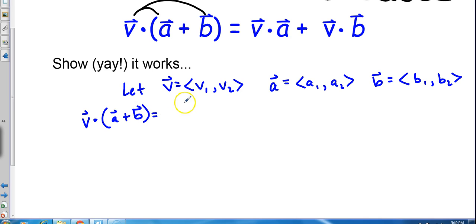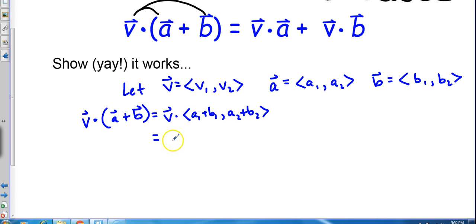And just use those components. We know that A plus B is going to be another vector. And that vector is going to be A1 plus B1, comma A2 plus B2. All right, and then we look at the dot product of those things.